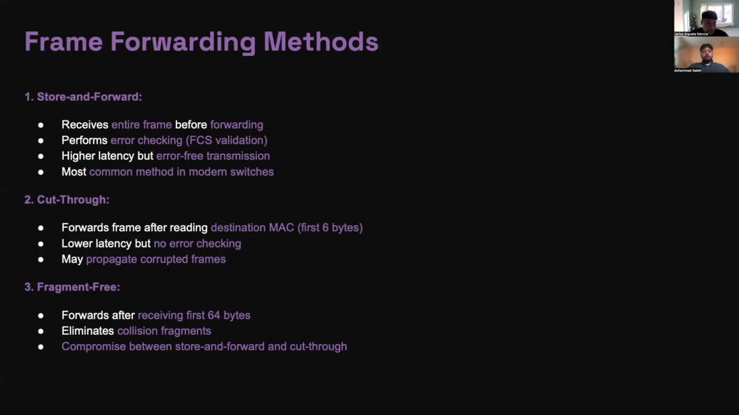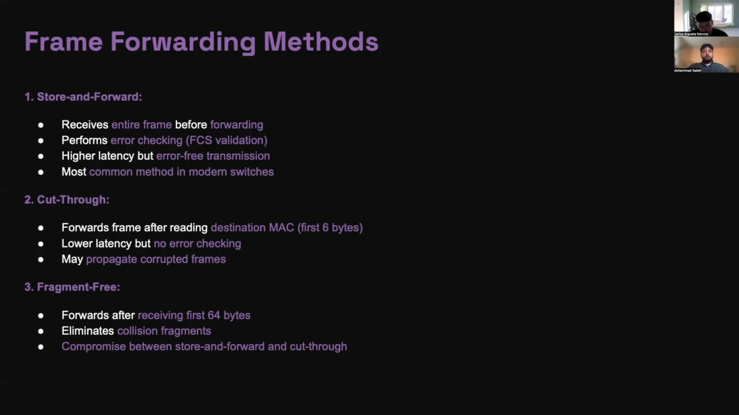Then you have cut through, which forwards the frames after reading the destination MAC address. If you look at a frame containing the actual content, you'll see that the first 6 bytes are the destination MAC address. So as soon as the switch receives that, it'll forward the frame, and it is much lower latency, but it's not performing the FCS validation that store and forward gives us. So it may propagate corrupted frames, and this is where you end up with a lot of corrupted data in a network.